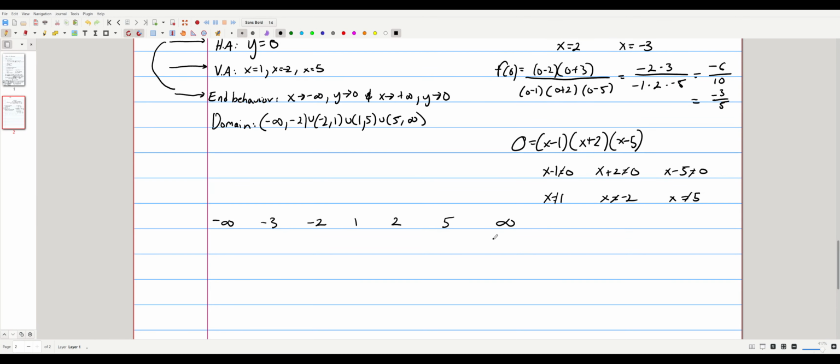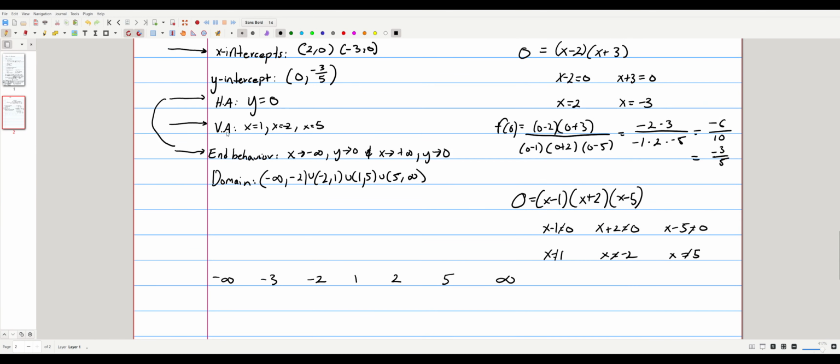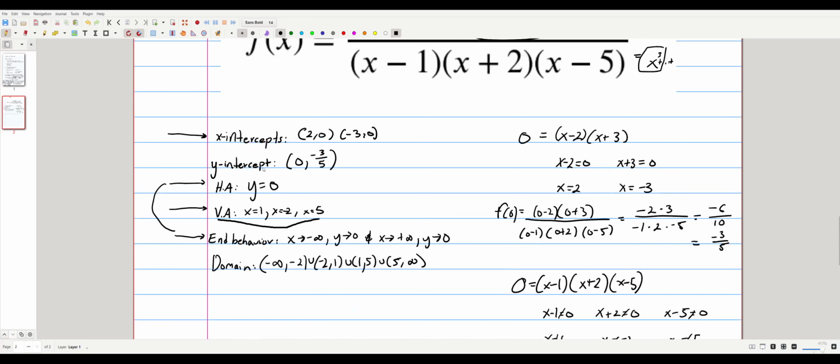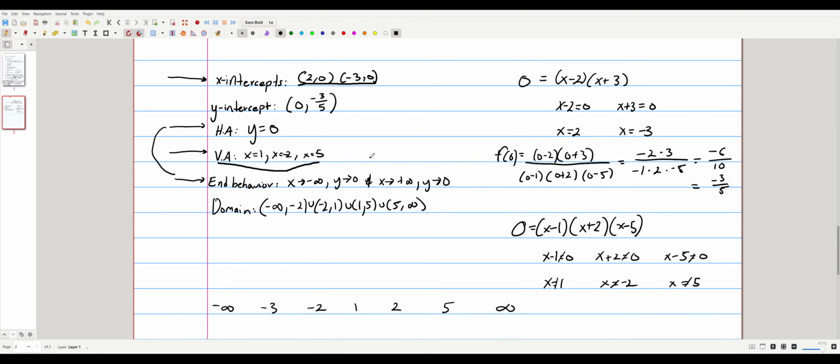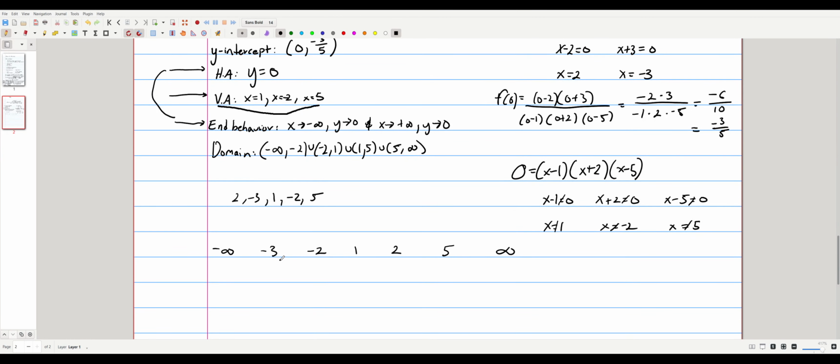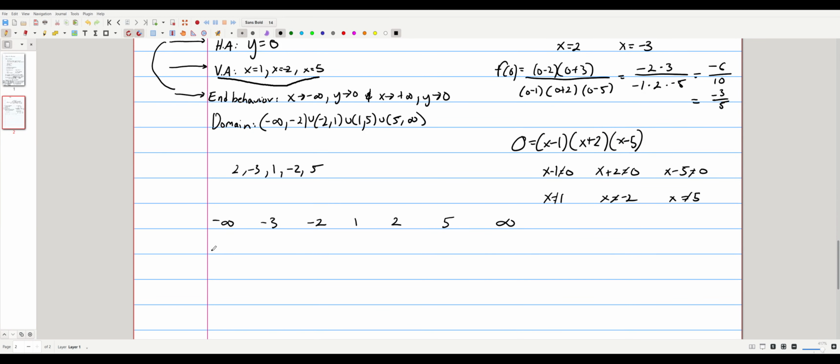So we're essentially creating a number line that consists of our vertical asymptotes and our x-intercepts. And so you could list them. So we had 2, -3, 1, -2, 5. And so you can see that I've essentially just put them in order, but also including positive and negative infinity.